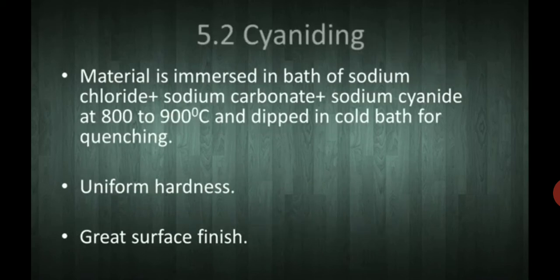Next is cyaniding. In this process, steel is immersed in bath of sodium chloride, sodium carbonate, and sodium cyanide at a temperature of 800 to 900 degrees Celsius. And then it is dipped in cold bath for quenching. The case hardening in this process is uniform, and we can get great surface finish.